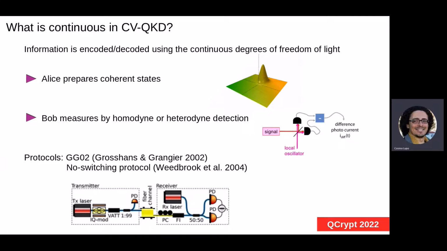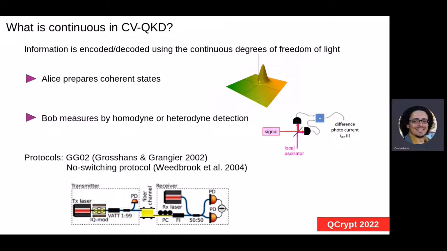So what is really continuous in continuous variable QKD? What is continuous are the degrees of freedom that we are using to encode the information into a physical system. The physical system is the quantum electromagnetic field, and in most of the protocols the information is encoded by the sender Alice using coherent states, and using the amplitude of the coherent state. The amplitude of the coherent state lives in the phase space, which is continuous, described by continuous variables, position and momentum, or quadrature and phase.